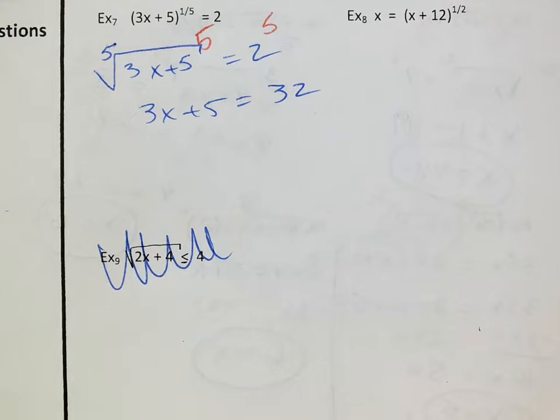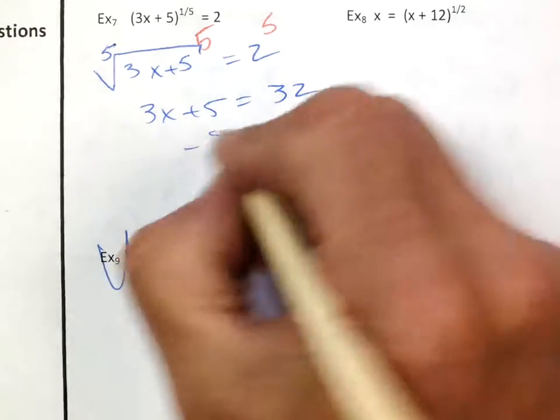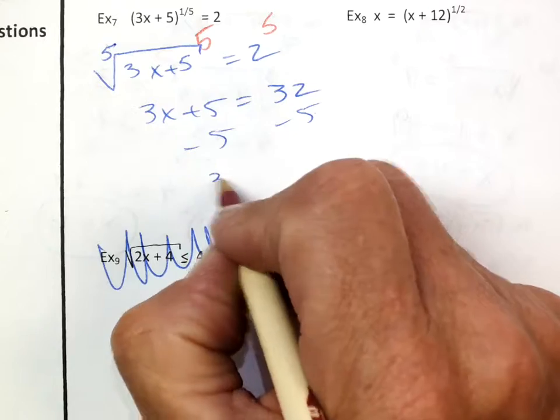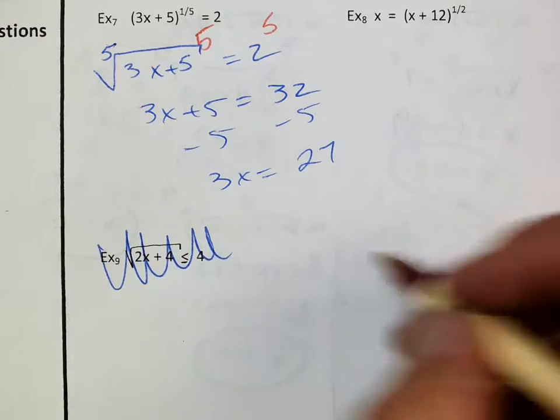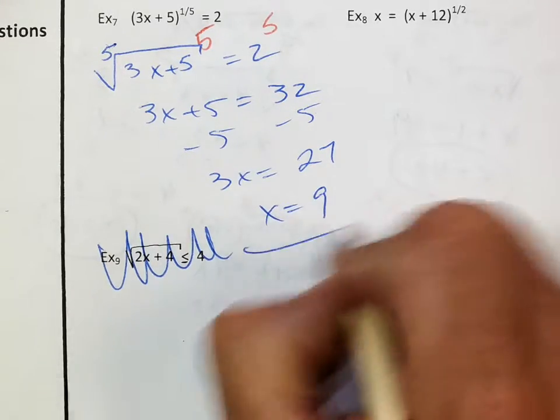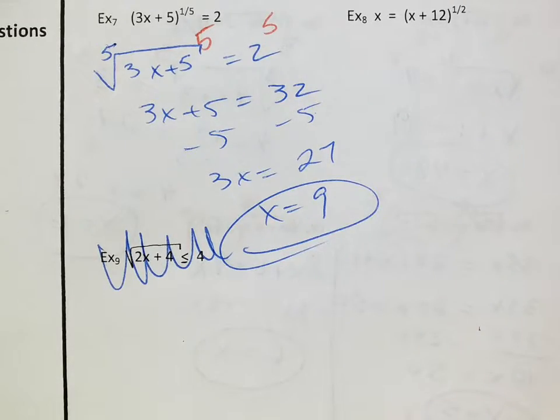You agree with 32? Minus 5, minus 5. 3x equals 27, right? Divide by 3, x is 9, okay? I love this. Not bad, is it? Okay, last one.